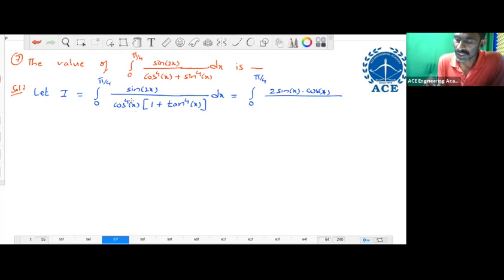Because already we have the cos power 4 in the denominator. To cancel the cos, we are writing the sine 2x as 2 sine x into cos x. Cos power 4x into 1 plus tan power 4 of x dx. Then I equal to integral 0 to pi by 4.